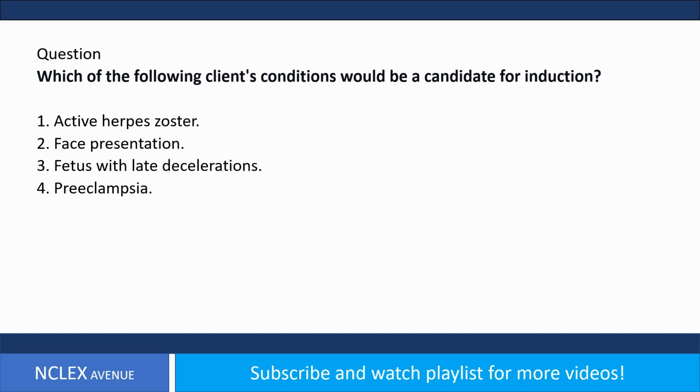Question. Which of the following clients' conditions would be a candidate for induction? 1. Active herpes zoster. 2. Face presentation. 3. Fetus with late decelerations. 4. Preeclampsia. Answer. Option 4 is correct.